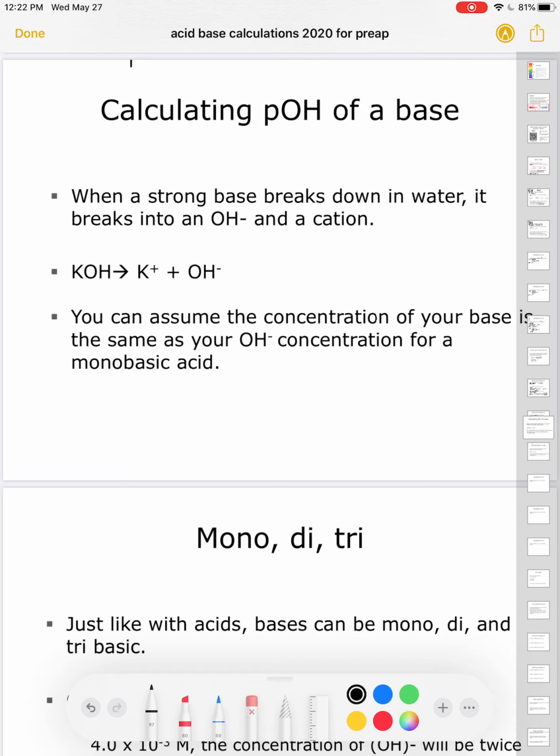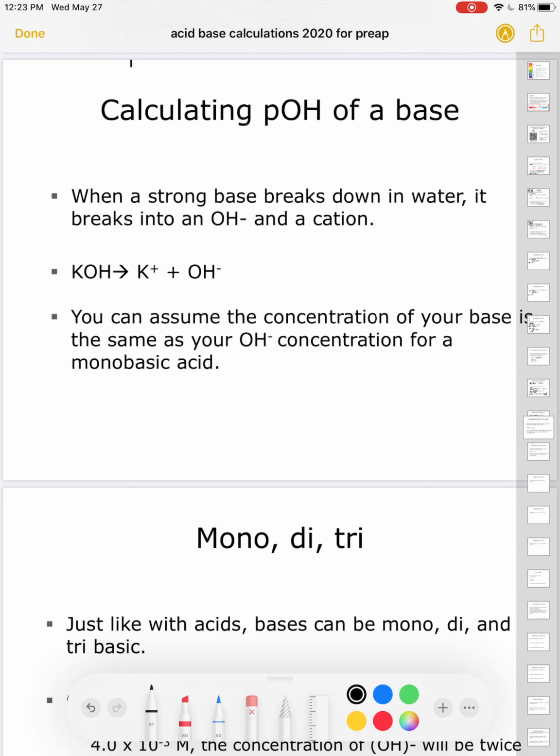Okay, so if you have a base and you take the inverse log of its concentration, you're not actually getting its pH, you're getting its pOH. Okay, it is the lesser used calculation, but it's useful if you're trying to solve for concentration of base. So similarly to acids, bases can be monobasic, dibasic, and tribasic. And if you think we're going to go through this very similarly to the way we did it before, you are exactly right, student.